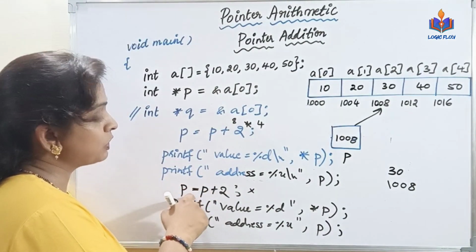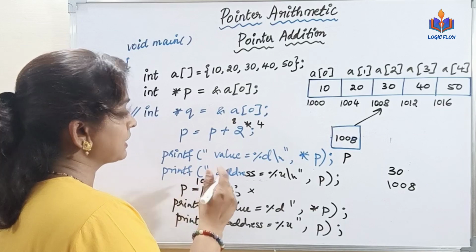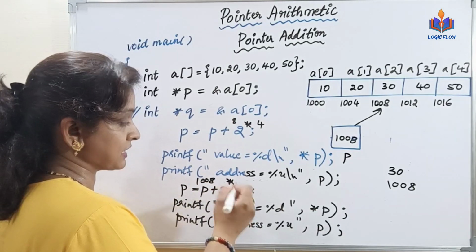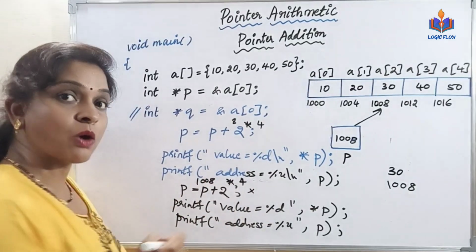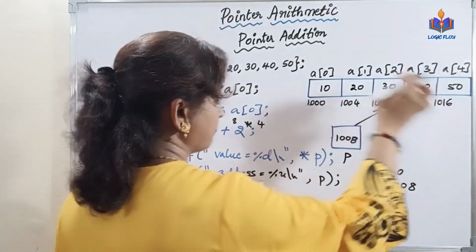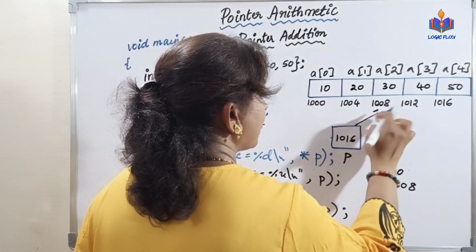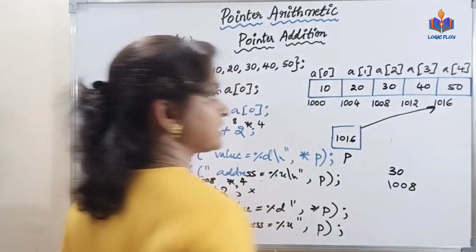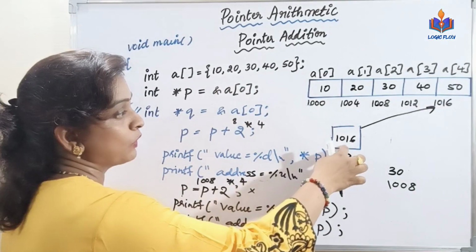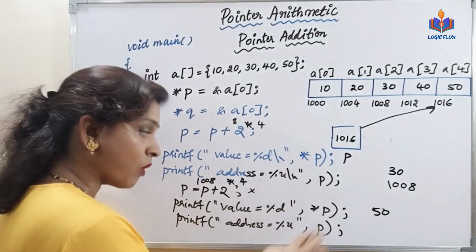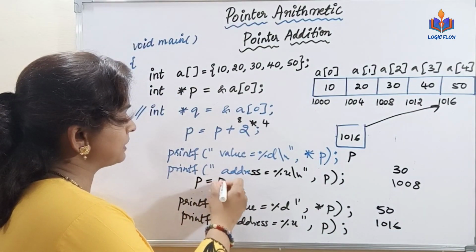So now when you say p equal to p plus 2, p right now is 1008, right? It is 1008 plus 2 means 2 into the size. Size is 4. So 2 into 4 it is 8. 1008 plus 8. So what is 1008 plus 8? It is 1016. So it is pointing to the location 1016. Now the pointer is pointing to 1016. So you need to assign like this. Then if you say asterisk p, what is the value at 1016? It is 50. What is p? It is 1016. So now what I'll do, p equal to p plus 2.